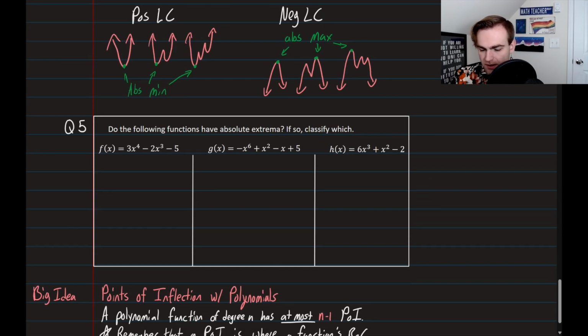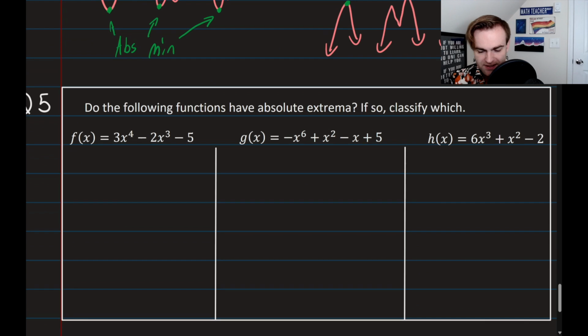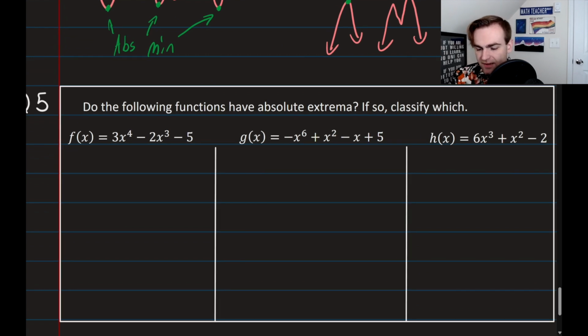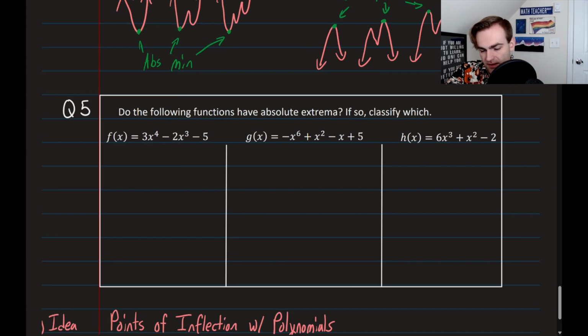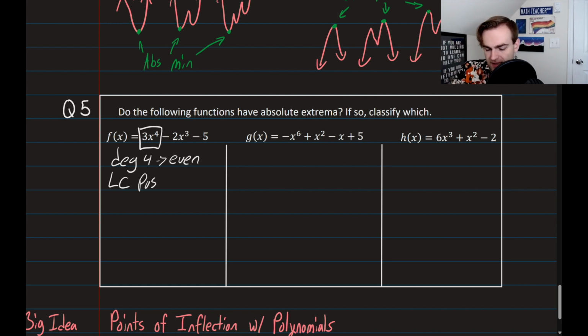Speaking of which, I guess I lied about it being the last major idea. Do these have any absolute extrema? If so, which type? So look at the first one. This is our leading term. It has a degree of 4, which is even. So yes, it does have one. But which one is it? We don't necessarily know that one unless we look at the leading coefficient, which is positive, which means it's going up. So yes, f of x has an absolute minimum.